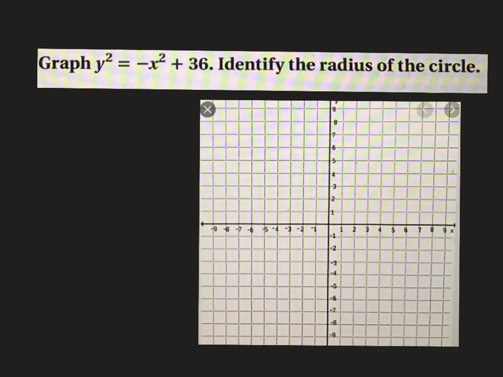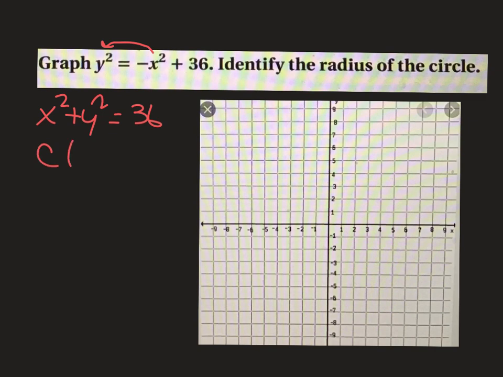All right, the first one says graph y squared equals negative x squared plus 36. Identify the radius of the circle. You're going to have to identify the radius to even graph it, so that should be pretty easy. If you saw the standard form a second ago, you know we need x squared and y squared on the same side. So I'm going to move the x squared over. x squared plus y squared equals 36.